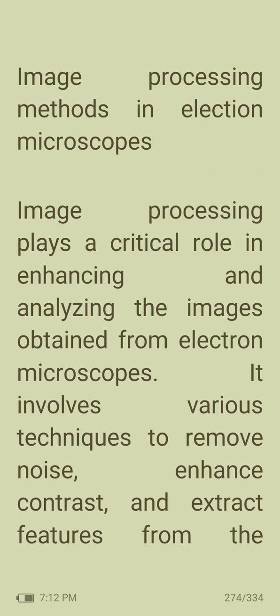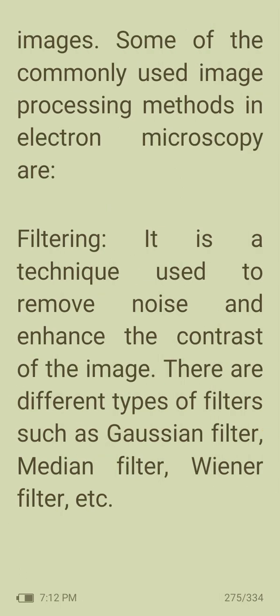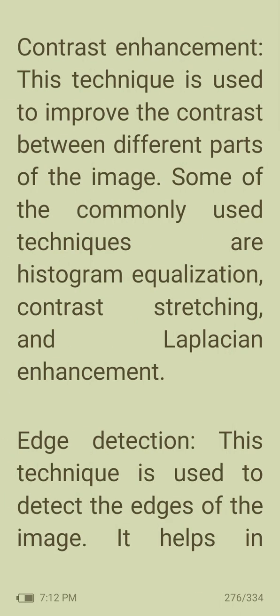Next is the image processing methods in electron micrograph. Image processing plays a critical role in enhancing and analyzing the images obtained from electron microscope. It involves various techniques to remove noise, enhance contrast, and extract features from the images. Some of the commonly used image processing methods in electron microscopy are filtering. It is a technique used to remove noise and enhance the contrast of the image. There are different types of filters such as Gaussian filter, median filter, linear filter, etc.